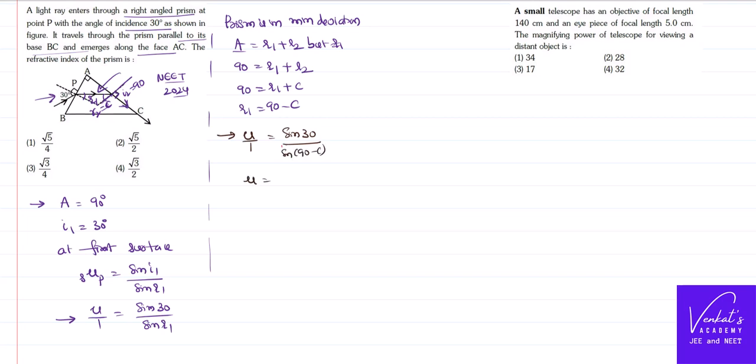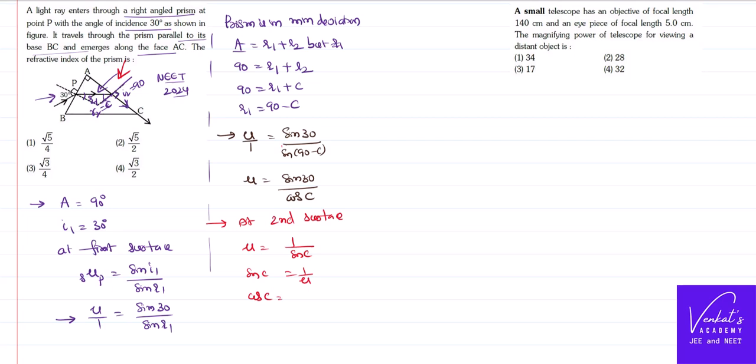So mu equals sin 30 by sin of 90 minus C, which is cos C. I need to know the value of cos C. For that, we can write at the second surface, at this surface, as the light ray is grazing, we can write mu equal to 1 by sin C. So sin C equals 1 by mu.